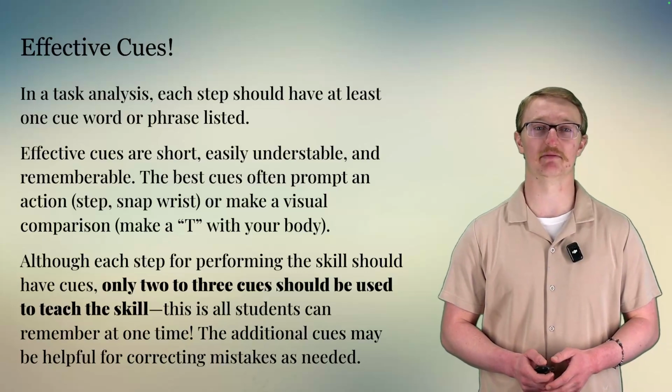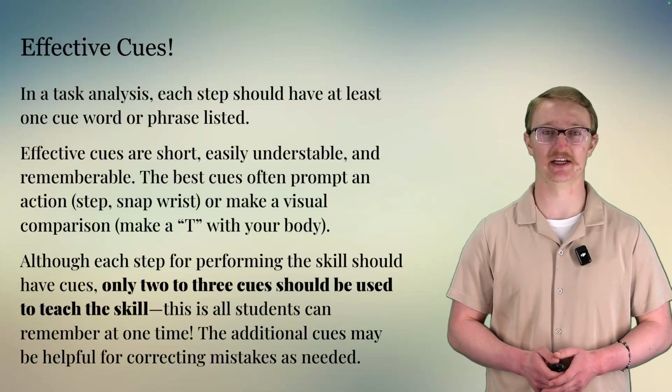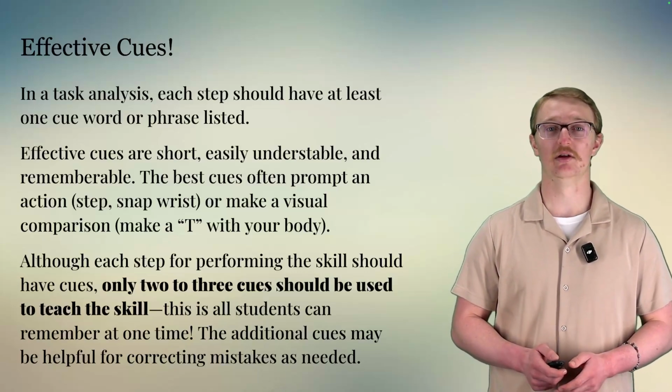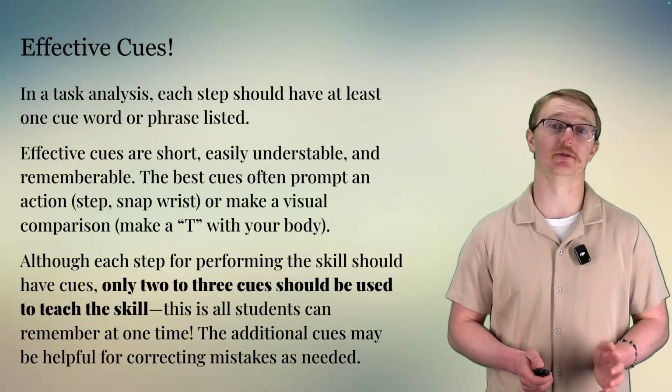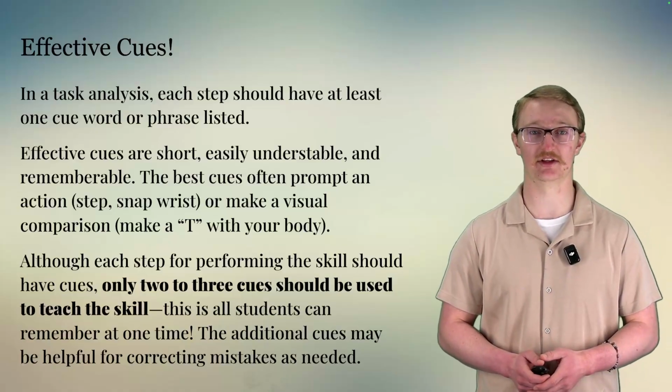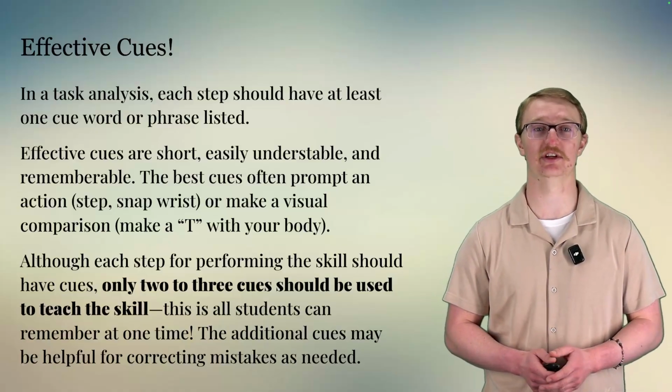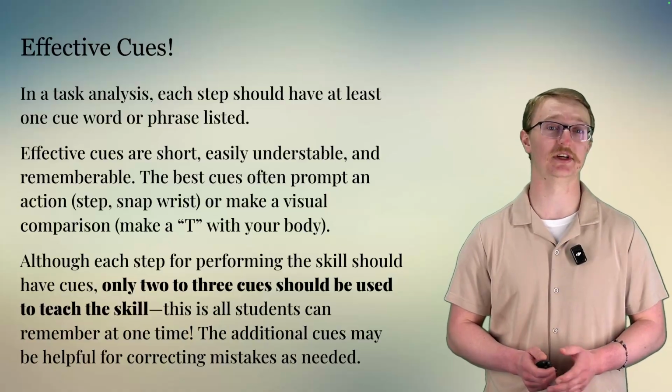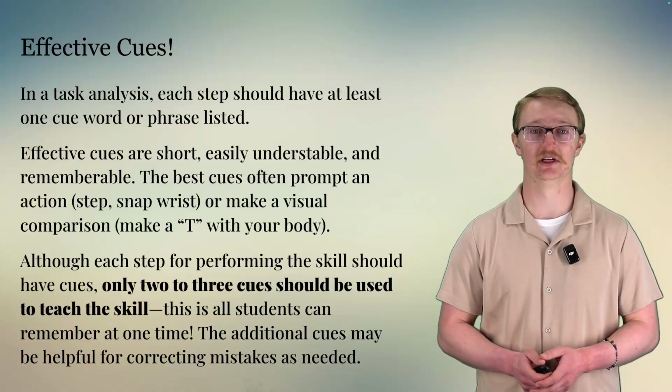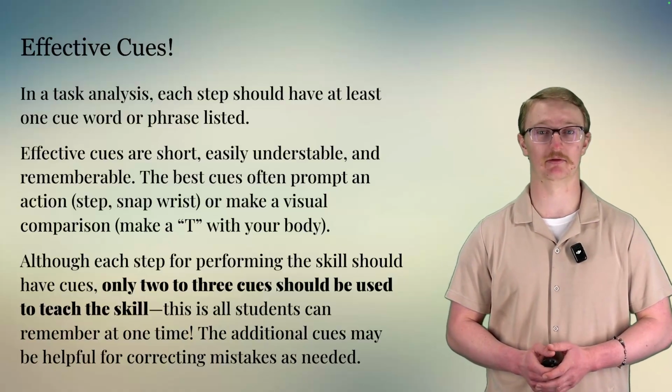When the student can make a mental connection between moving their body and a verbal cue given by the teacher, both performance of the skill part and the verbal cue are strengthened. Finally, although each step for performing the skill should have cues, only 2 or 3 cues should be used to teach the whole skill. This is all students can remember at one time.